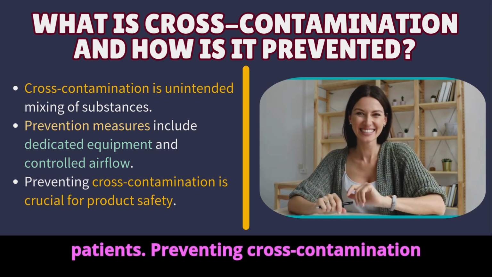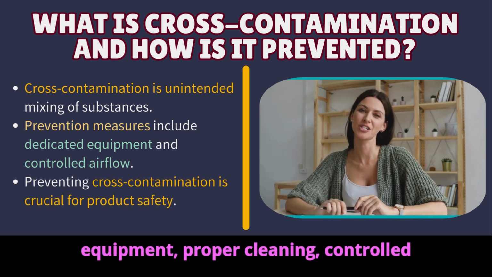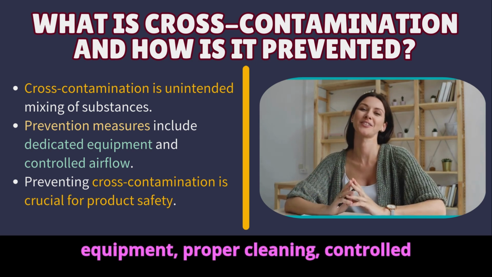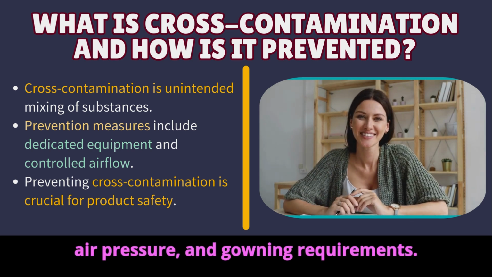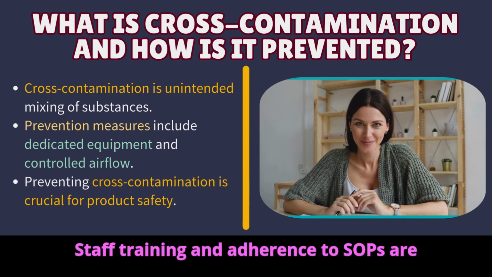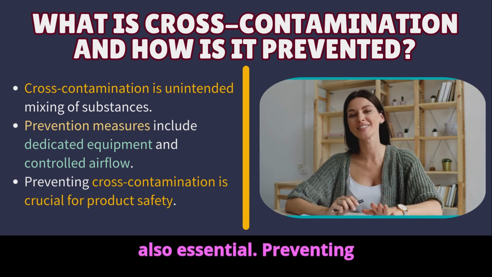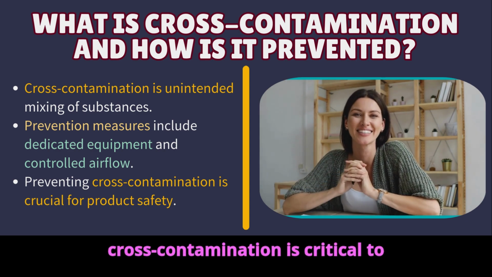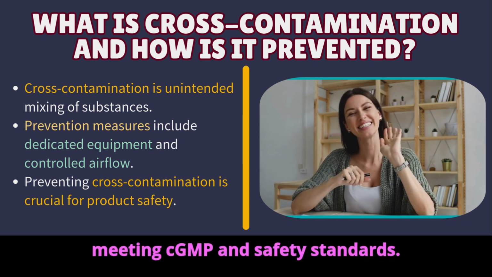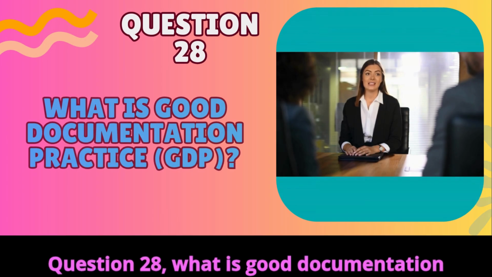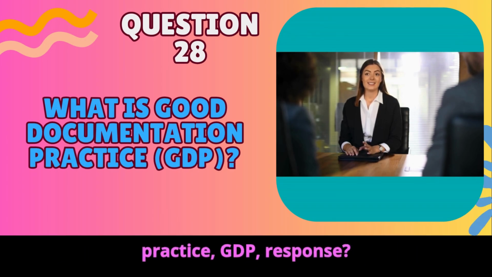Preventing cross-contamination involves measures like dedicated equipment, proper cleaning, controlled air pressure, and gowning requirements. Staff training and adherence to SOPs are also essential. Preventing cross-contamination is critical to meeting cGMP and safety standards. Question 28. What is good documentation practice?